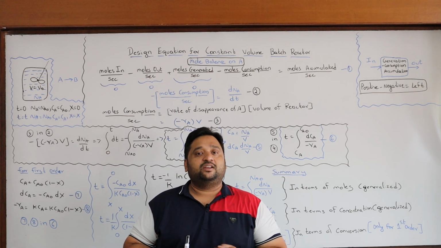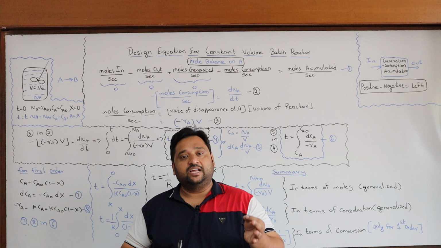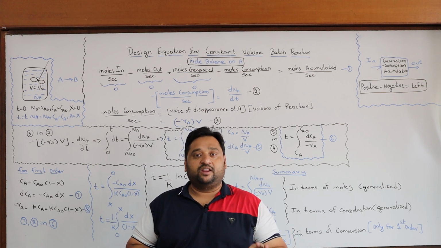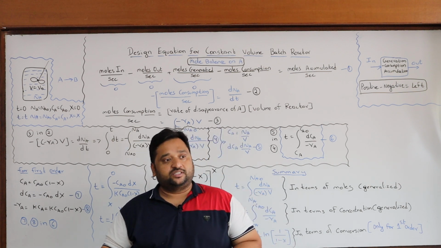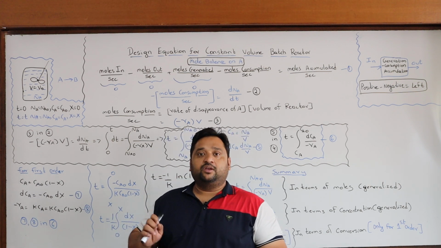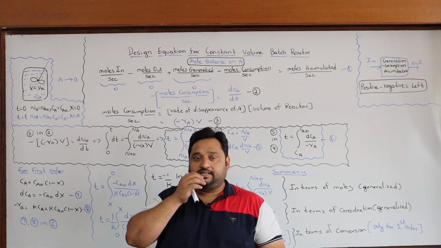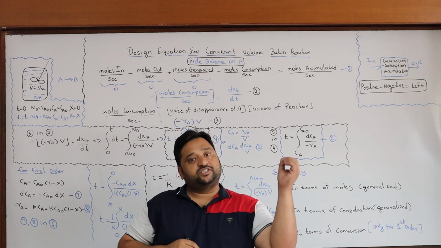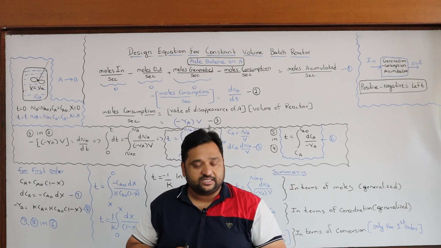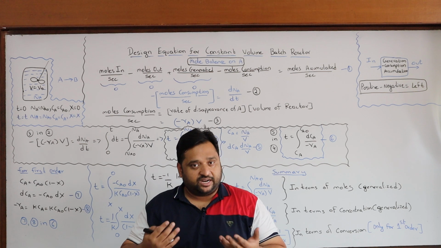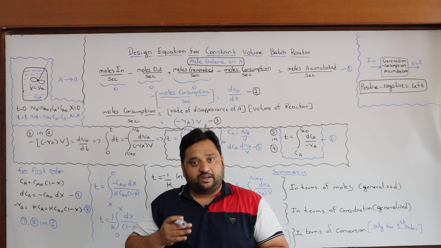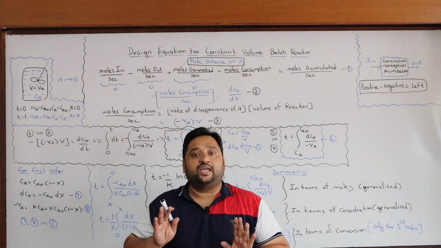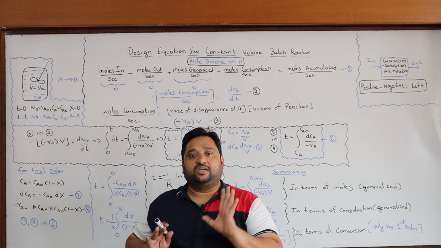In today's lecture, we are going to find the design equation for a constant volume batch reactor. Constant volume means there is a fixed container in which we put some reactants and allow them to react. After a certain point of time, what is the remaining reactant in the reactor? Based on that, what is the conversion?